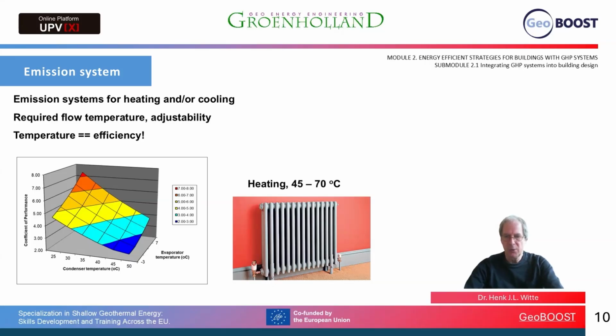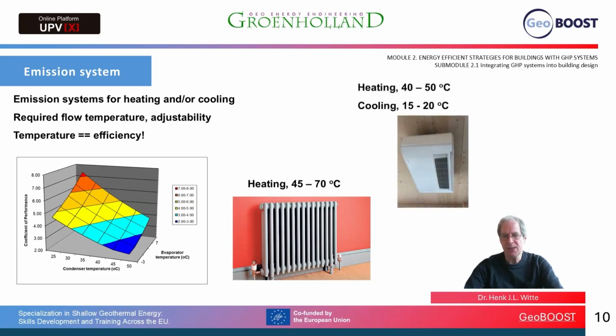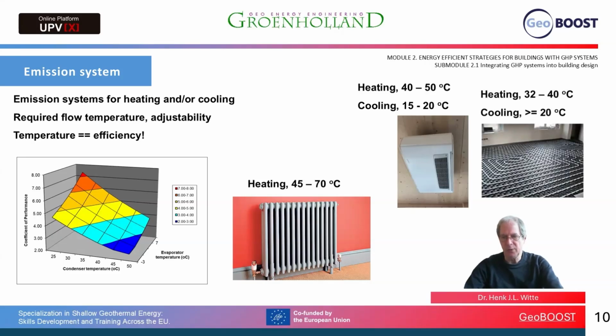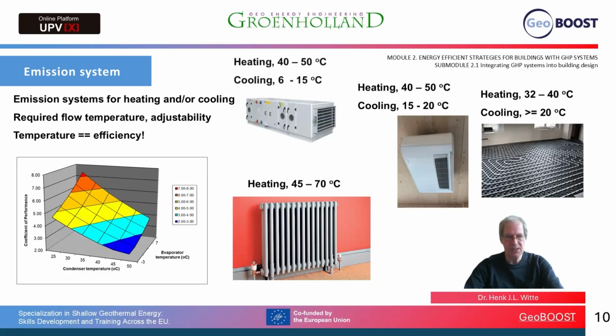If we have a fan coil unit to the ceiling, then we can do heating, let's say, between 40 and 50 degrees C and cooling between 15 and 20 degrees C. If required, even lower temperatures are possible, but of course we need to take into account then condensation. On an underfloor heating system, the heating will be between 32 and 40 degrees C, and the cooling will be 20 degrees or a little bit higher to prevent condensation on the floor. And for an air handling unit, it depends. We can have, again, heating at 40 to 50 degrees C and cooling, depending on whether we want to do dehumidification or not, somewhere between 6 and 15 degrees C.